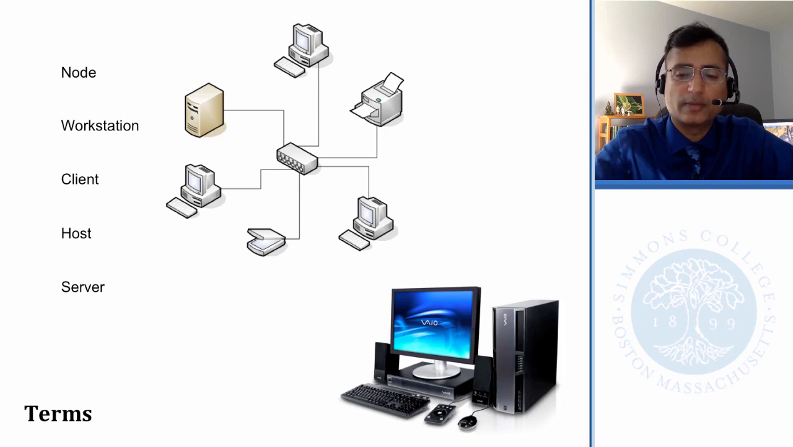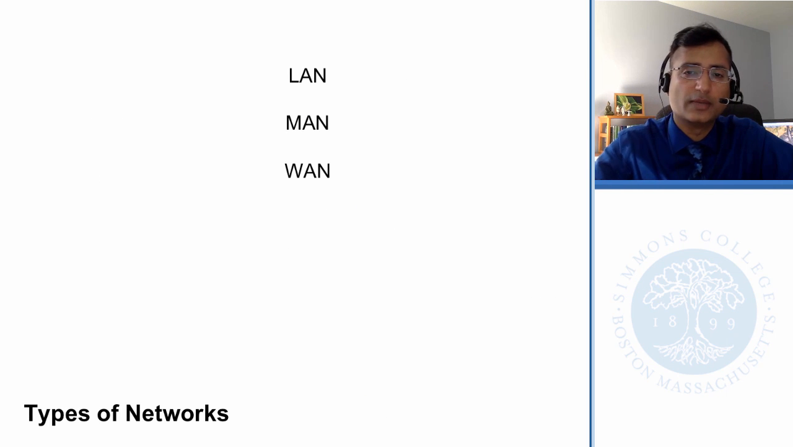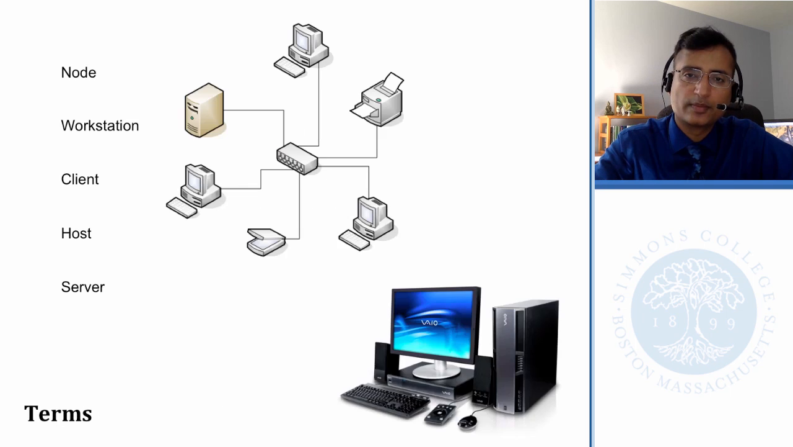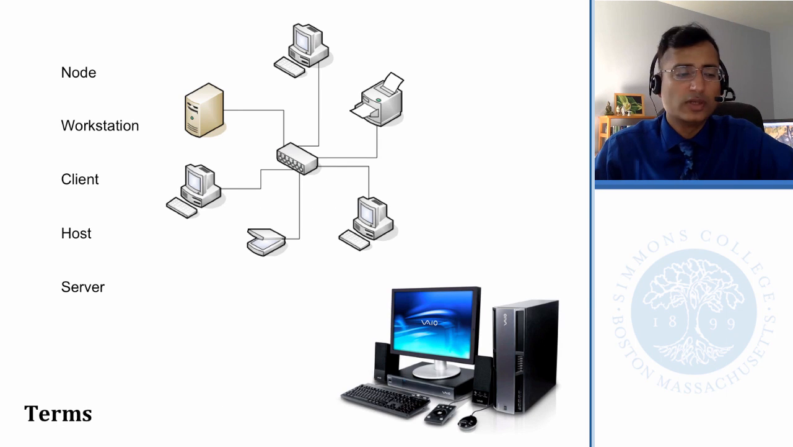And a WAN can be thought of as a wide area network, which is used over an extremely large geographical area such as the federal government. And we can think of the internet as the largest WAN, or the wide area network. And then there are other terms called WLAN or wireless LAN, CAN or campus area network, or PAN as personal area network, and so on. So these are a few terms used in networking.